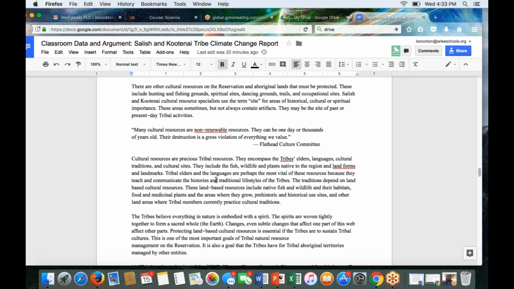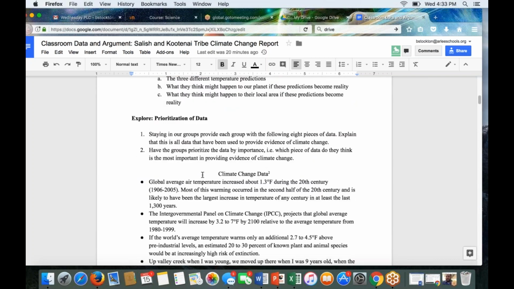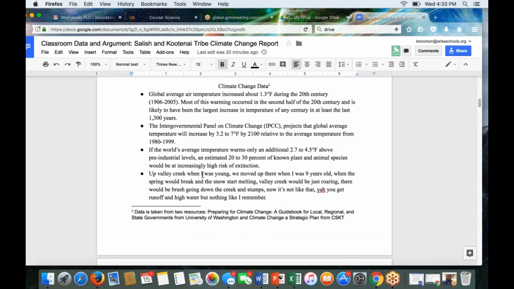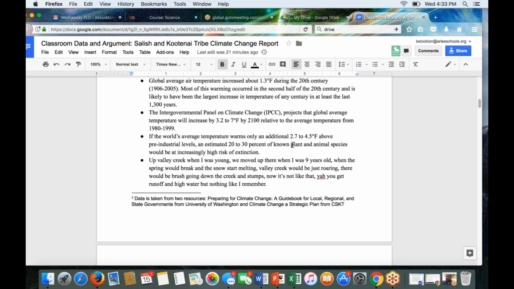And so I really wanted to focus on that tribal voice. And the document that CSKT provided, they really focus on histories that were reported by tribal elders, and they use that as some of their data when making recommendations on what should be done. And so as we look through some of the data that students are given in this activity, they're given quantitative data such as the global average air temperature increased by 1.3 degrees, most of it in the last century since the Industrial Revolution. The world's average temperature has gone 2.7 to 4.5 degrees above pre-industrial levels.